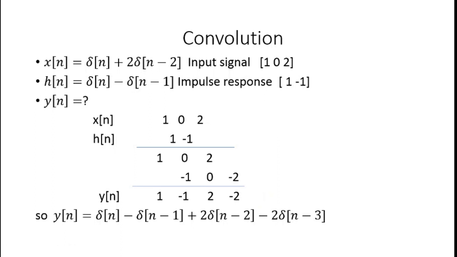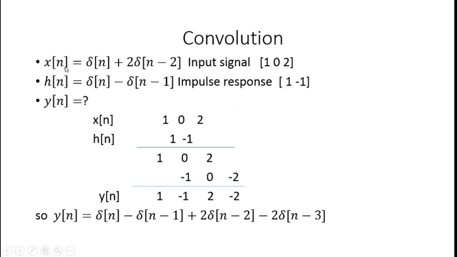Now to perform discrete time convolution, we have three different methods. We have the graphical method, the analytical method, and the third is the matrix method, also called the tabular method. This is the simplest of all the methods, so I am going to perform convolution using this method.